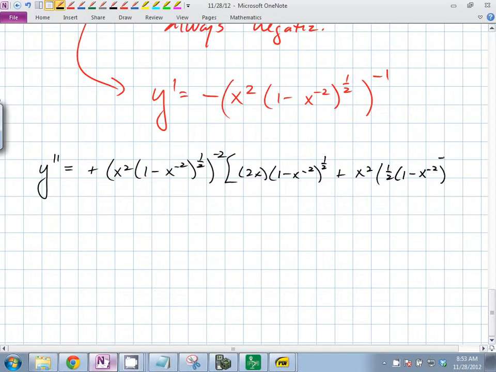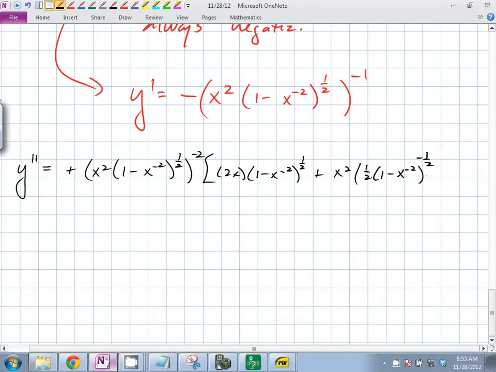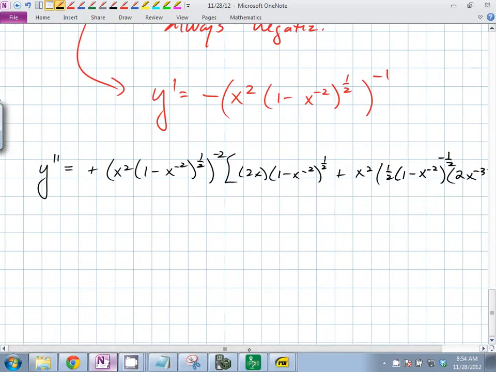What is it? 1/2, 1 minus x to the negative 2 to the what power? Negative half, yes. And then what do you have to multiply by? Times what? 2x to the negative 3. And then we close the parenthesis there, close the parenthesis there, and then do a. So this right here is where you go, aww.